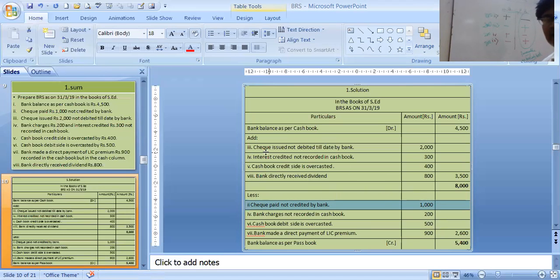Okay. Next, the second one. What you have to write over here is just copying the question without the amount figure. Over here, cheque issued not debited till date by bank. That we need to do plus, as you see, plus 2,000. Then this one, what is written in the question, that only we have done. This is a minus 200. That is just copying the question, number 4. And this is also number 4. Interest credited, not recorded in the cash book. We have done a minus over here. So plus, we have to add 300. So these 4 entries we did.